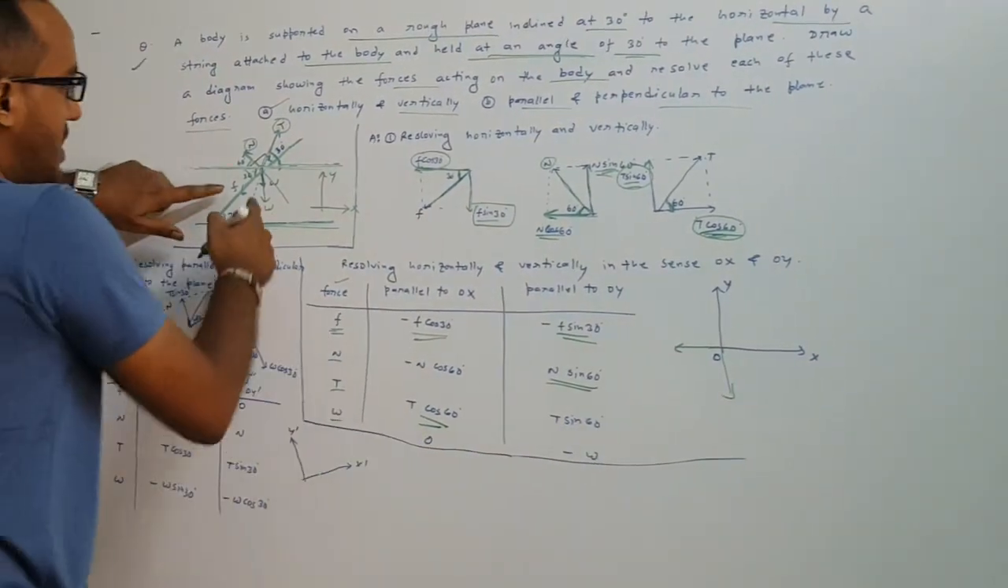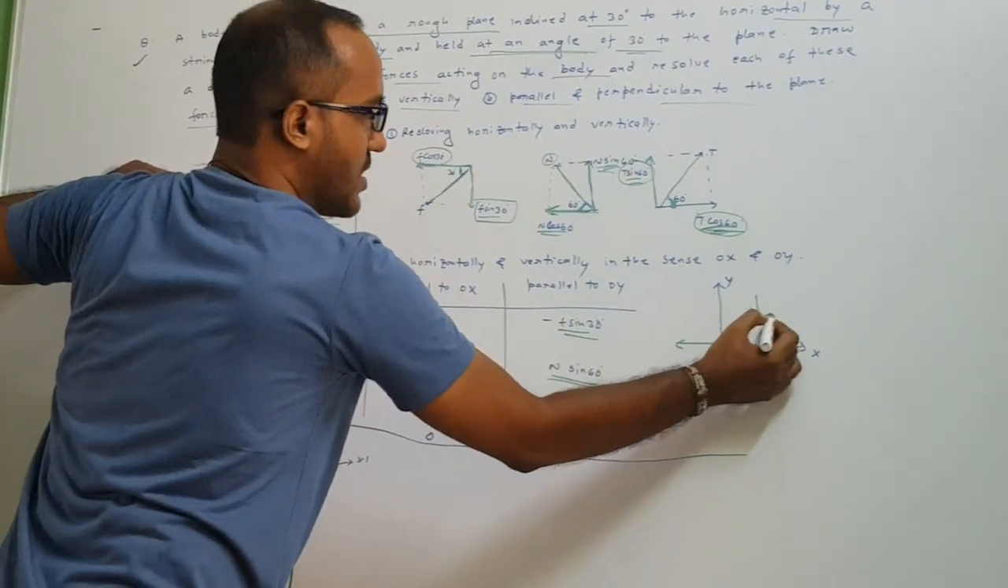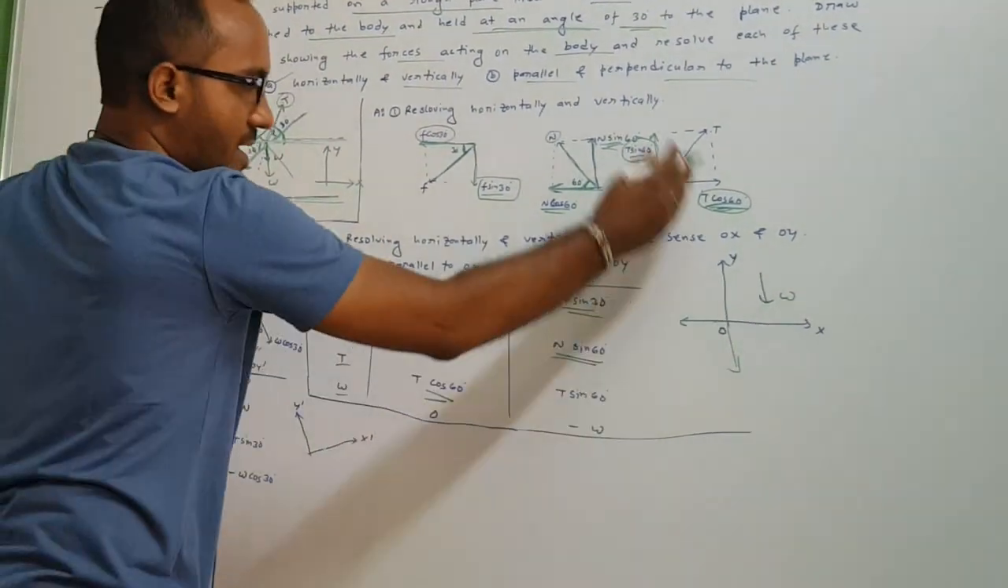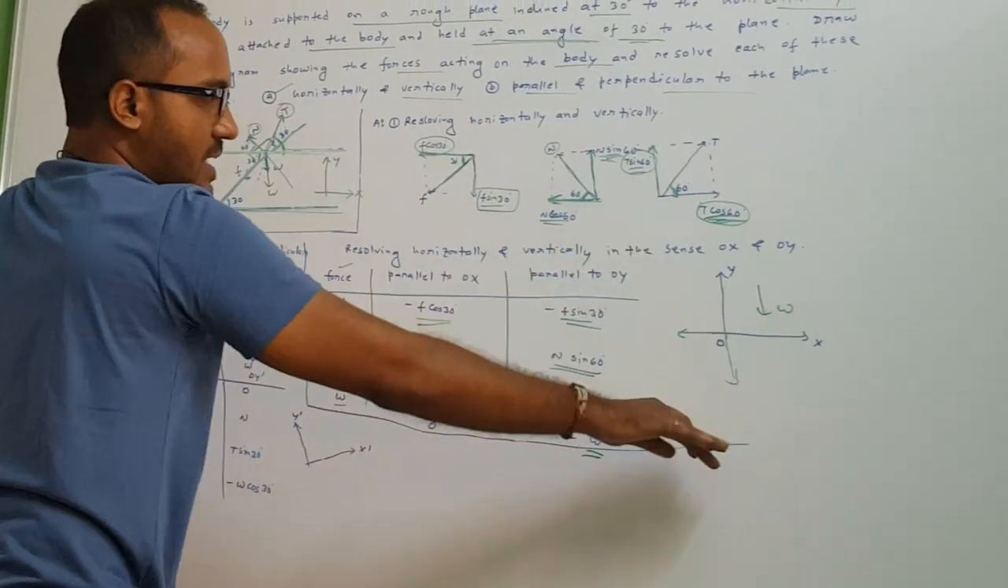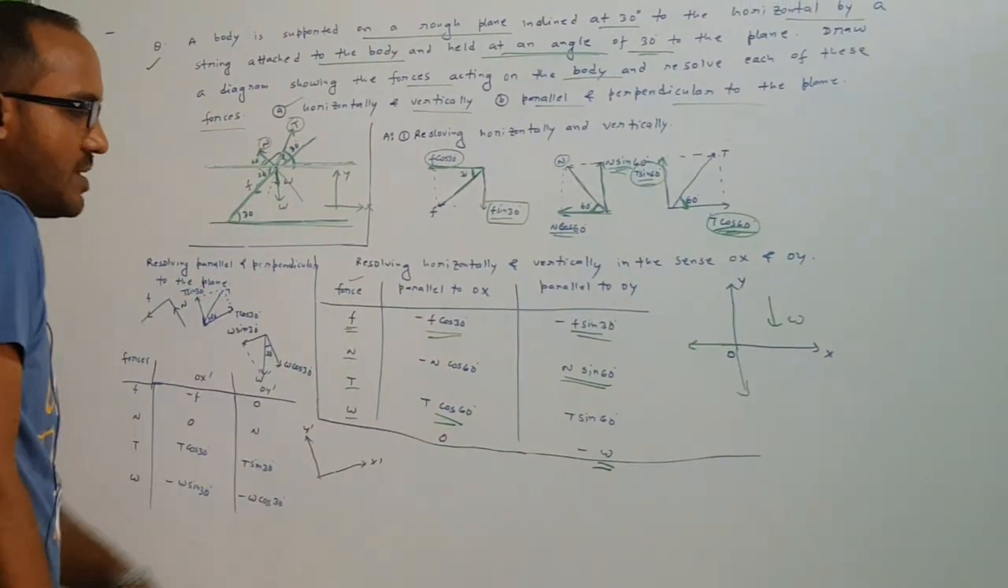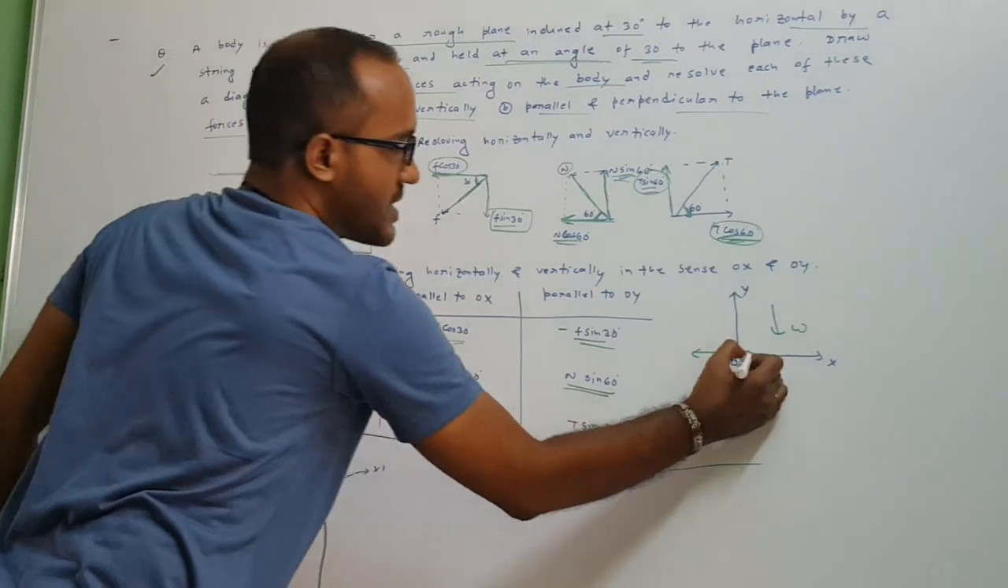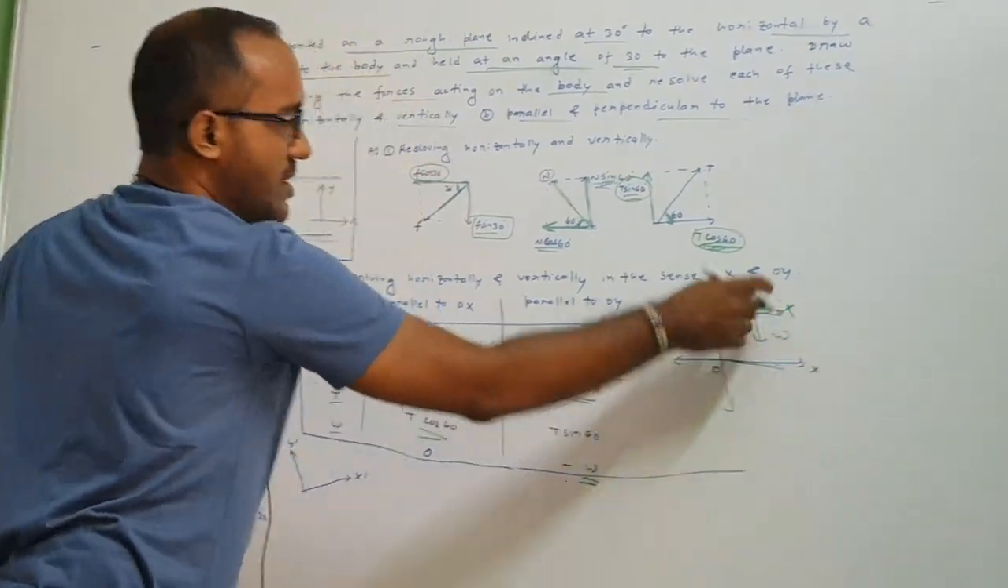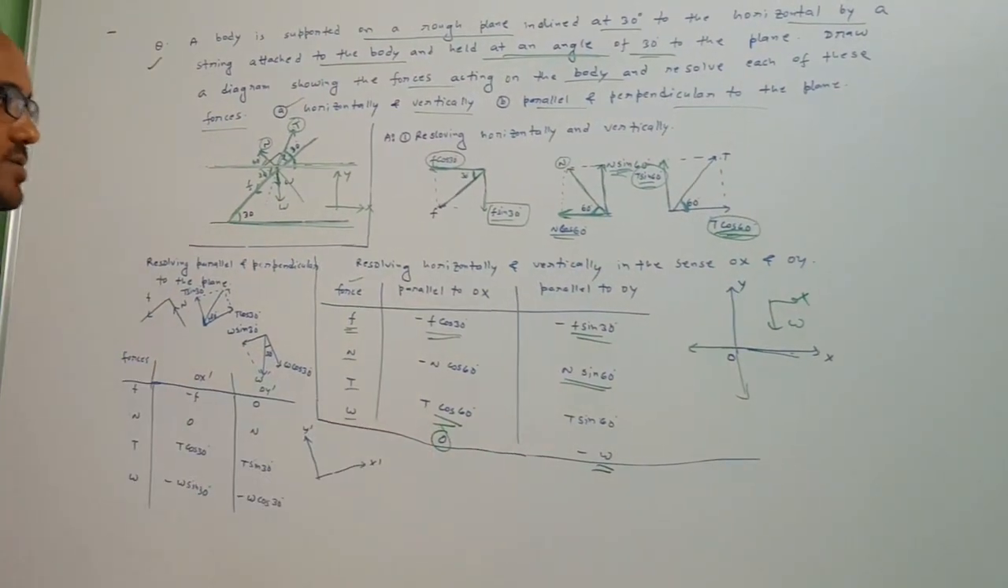And if you resolve here the W, see, W is acting downward, so that means for the vertical component our W is negative because it is in the negative y axis, and for the horizontal axis there is no horizontal component of W, that's why the horizontal component is 0.